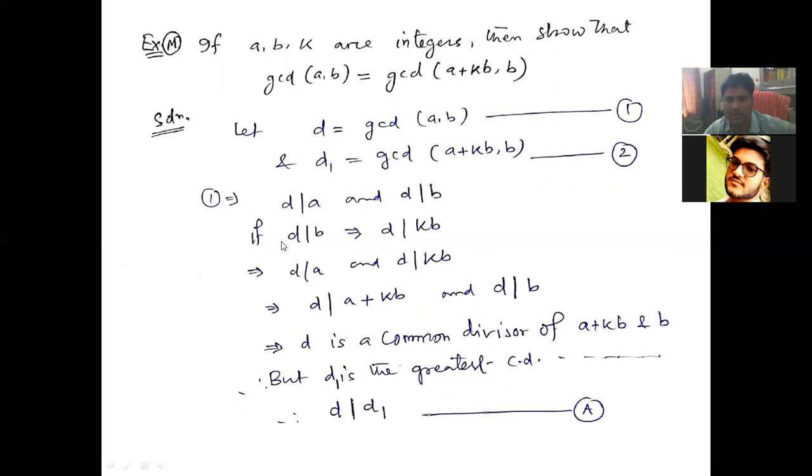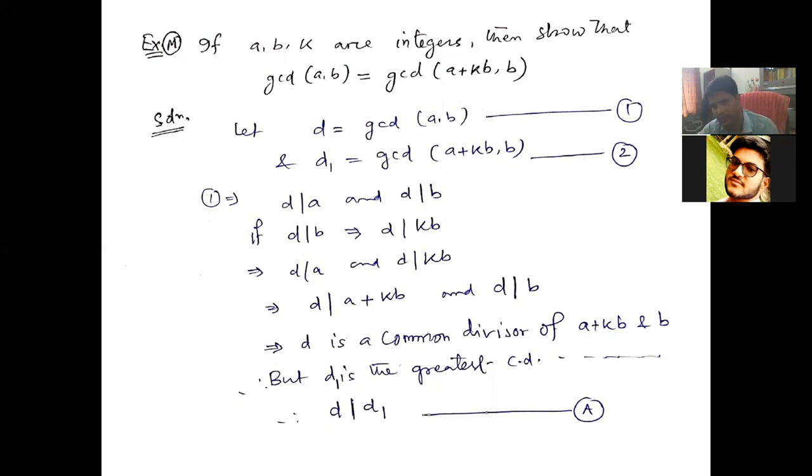Okay, so if d divides b, then we show that d divides kb also. So we will get d divides a and d divides kb. That means if it divides any number, it will divide some other multiple also. If it divides b, it will divide the multiples of b. So combining these two, d divides a and d divides kb, so d divides a plus kb, their sum also.